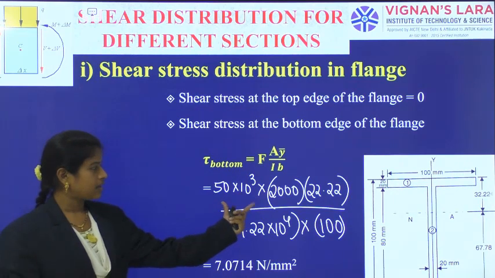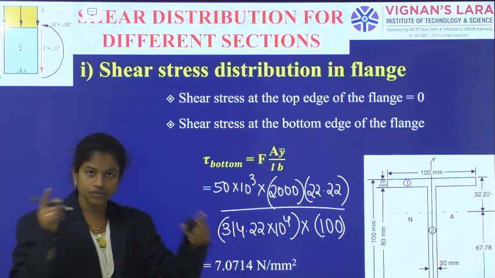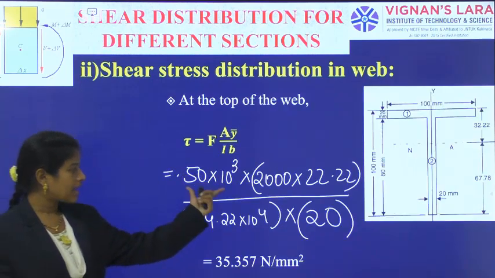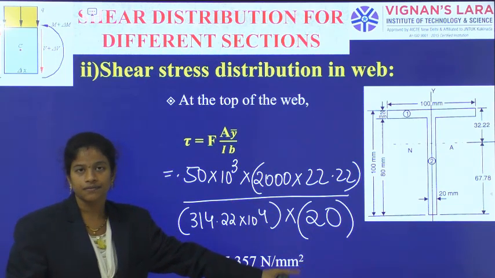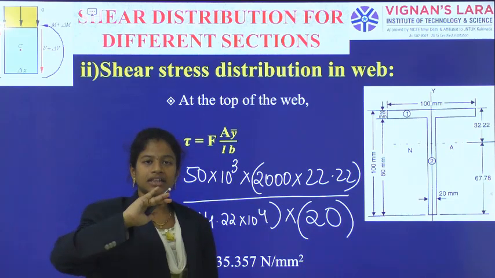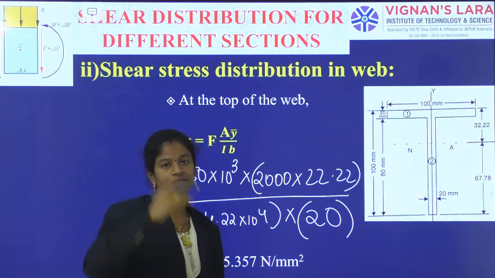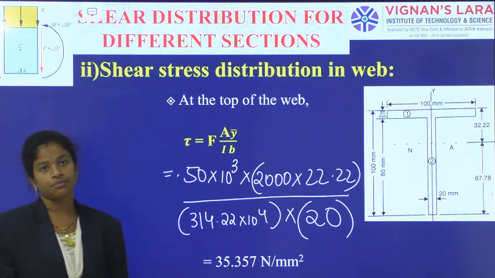See here A into y bar, F as it is, moment of inertia, but width of the beam is width of the flange. Now in web, as it is F, A y bar, moment of inertia, width of the beam is width of web. Okay, again even at the junction also, in the top, again in the bottom. So in the web level, in the flange level, these two answers will come. Here I have got the 35.357 Newton per square mm.